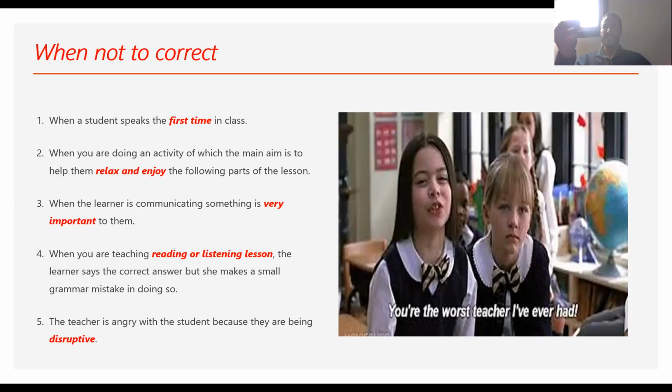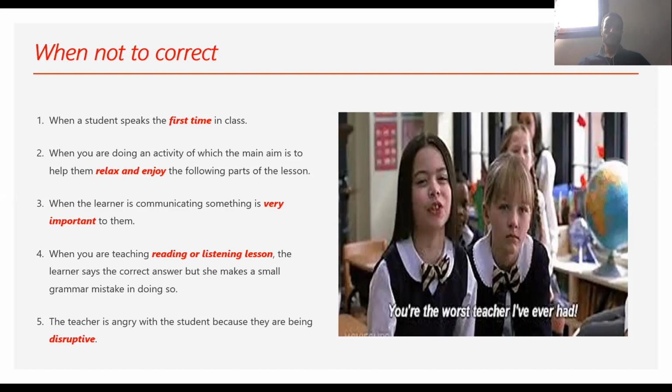Number two, when you want to correct, you ask yourself, what's the objective? What's the aim of that activity? So number two, when you are doing an activity of which the main aim is to have them relax and enjoy, there is no need to correct, because the most important thing is to help them have fun, to help them enjoy the atmosphere, to help them feel relaxed, because it's the last class during the day.